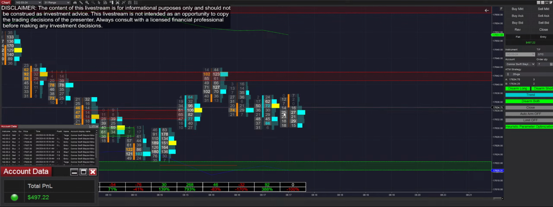So we're just going to be continuing to watch this here. You can see at 816 we had the delta divergence, and we haven't had another one yet, but it does have potential here to form another divergence, which would put us into regression mode.